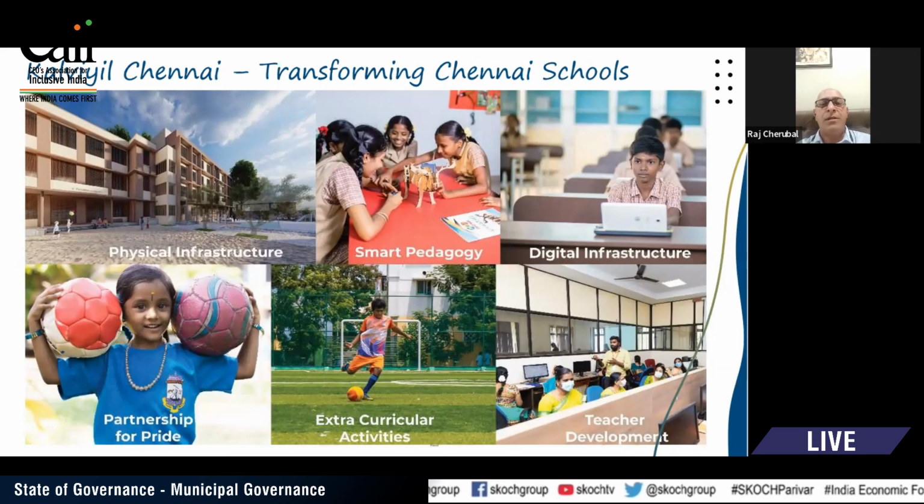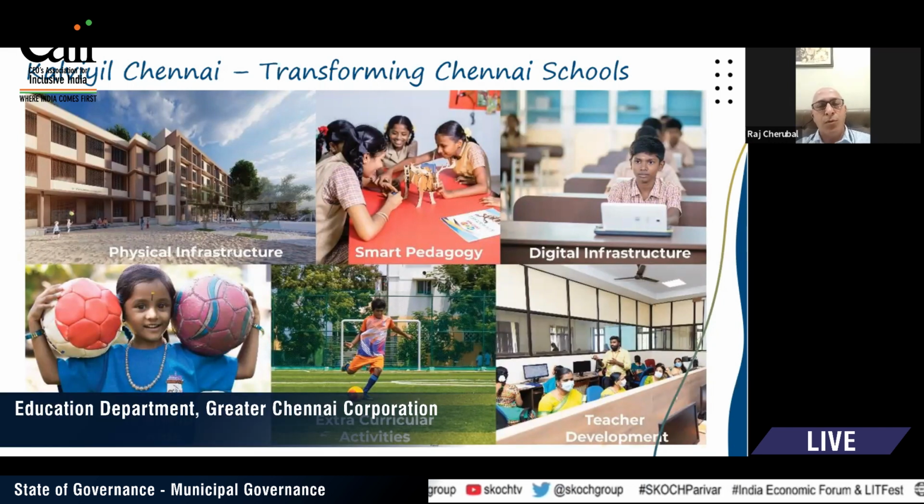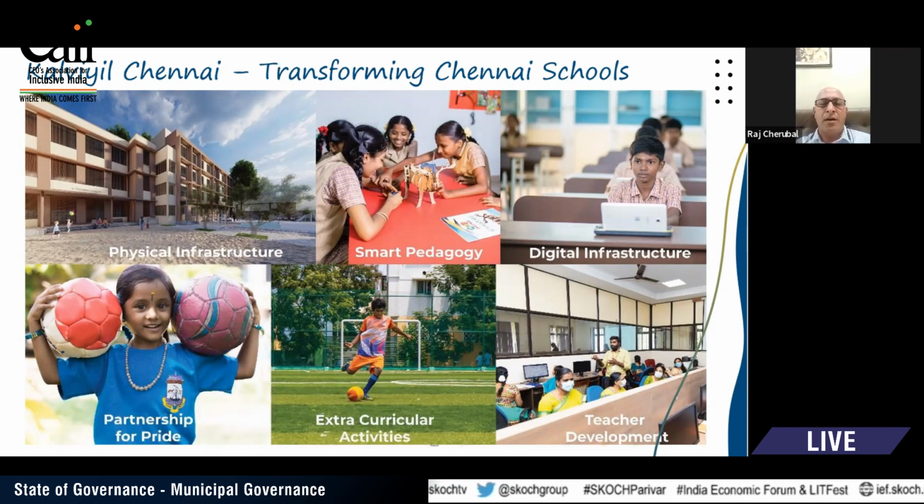Typically in these kinds of projects, very rarely do you have a 360-degree analysis of the school system. For example, we had around 280 schools in Chennai, under the Chennai Corporation. And the numbers are going to increase a lot because many of the Tamil Nadu government schools are going to be part of the Chennai Corporation schools.